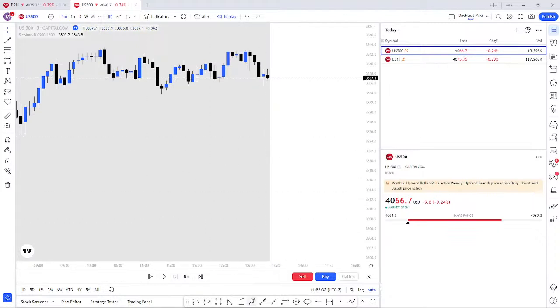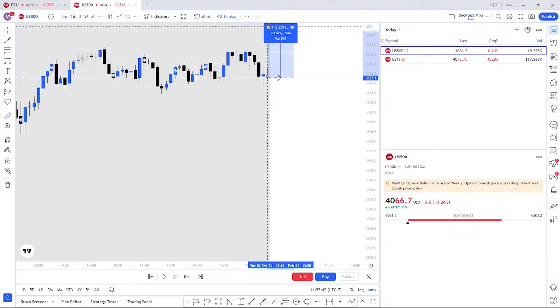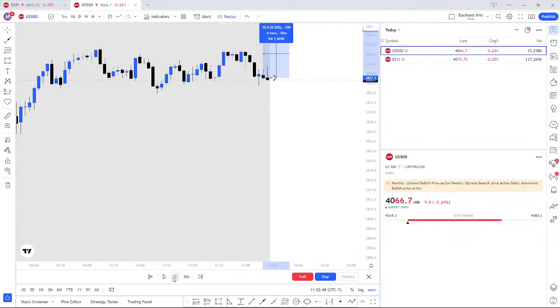Okay, I think that's where we enter hedge short right there. Hedge short right there. Risking 10. That's not the best, but if price does break that, then likely price will continue to the upside.